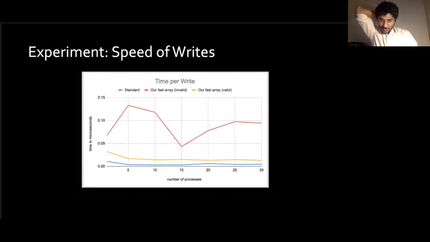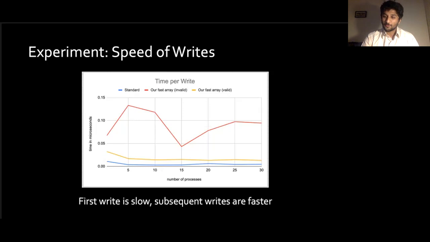Next, we measured the runtime per write. Once again, the blue line is the baseline set by the standard implementation. The speed of a fast array write depends drastically on whether the location being written to is already valid. Thus, we chart the speed of writes to locations that are invalid, i.e. the first time an element is written to, in red, and the speed of writes to locations that are valid in yellow. Our experiments show that while the first write to a location can take 6 to 21 times as long as a standard write operation, all subsequent writes are much faster, taking only 2 to 5 times as long as a write to a hardware array.